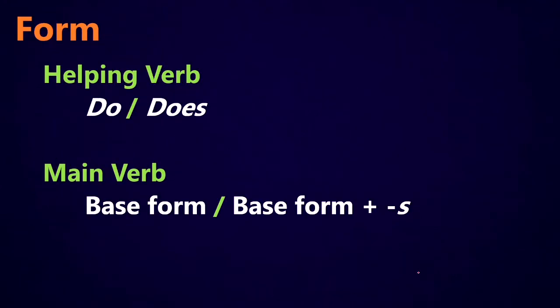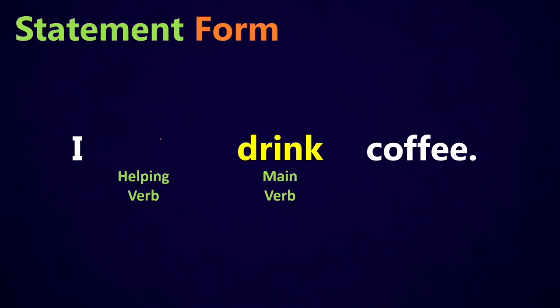When we're looking at the form of the present simple, or how we write it or speak it, the helping verb for the present simple is do or does, and the main verb is the base form of the verb or the base form plus this S ending on it. And we're going to look at some examples of this. However, in the present simple, we don't always use a helping verb. And again, we're going to look at some examples.